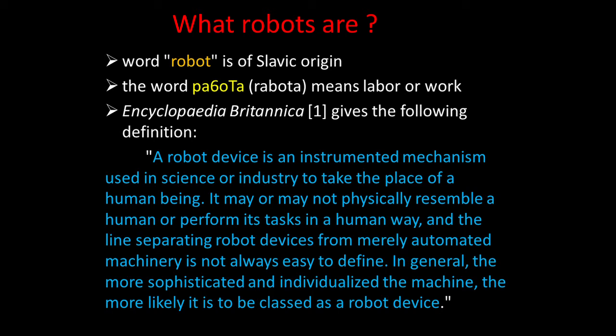A robot device is an instrumented mechanism used in science or industry to take the place of a human being. It may or may not physically resemble a human or perform its tasks in a human way, and the line separating robot devices from merely automated machinery is not always easy to define. In general, the more sophisticated and individualized the machine, the more likely it is to be classed as a robot device.